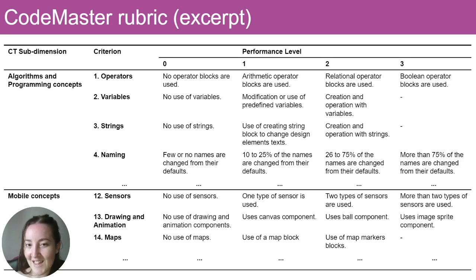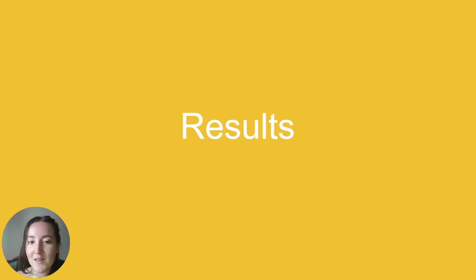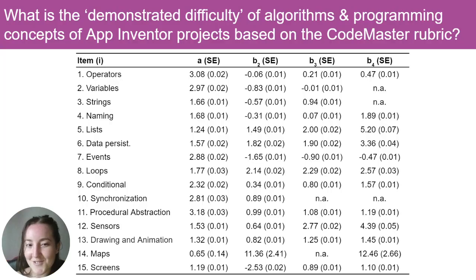Here I present just a taste of the Codemaster rubric. We have 15 criteria and performance levels defined for each criterion. Please see our paper if you are interested in more detail on this rubric. Here we have an X-ray of assessment data. We can see that some items seem to be hard because they have very few points above 0. On the other hand, for example, events seem to be easy as many projects received a grade above 0 points. So let's jump into the results.